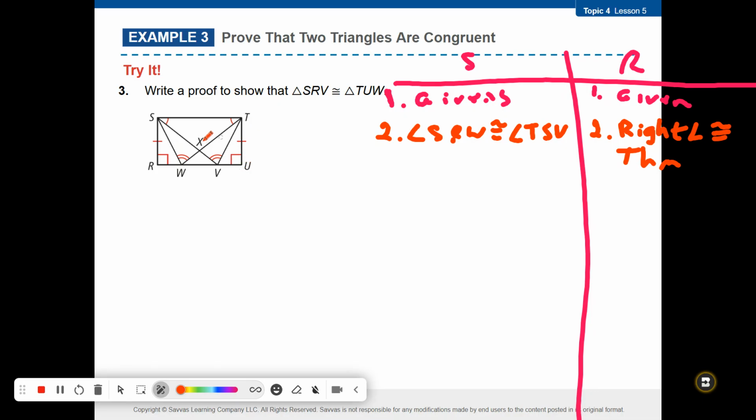All right. Now because of that, the other thing I know is that for part 3, I'm going to have that ST is congruent to ST. Why? Reflexive. Mm-hmm.